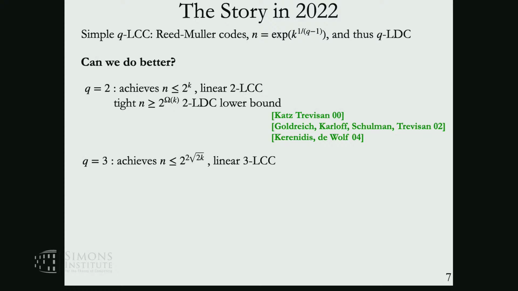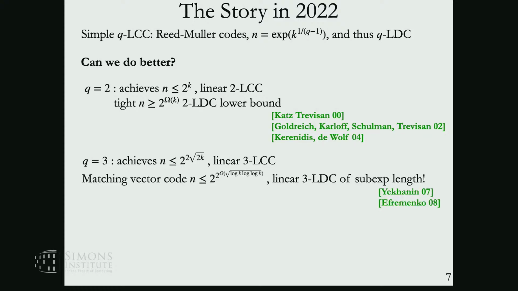And for q equals 3, as I said, the Reed-Muller code is a linear 3 LCC that gets a block length n that's 2 to the 2 square root 2k. But something very interesting happens at 3 queries, which is for locally decodable codes, there exist better constructions. Namely, it comes from 2 works of Sergei Yekhanin and Klim Efremenko that show the existence of a linear 3-query locally decodable code of subexponential length. In particular, if you look at this exponent, it's like 2 to the order square root k, and a polynomial exponent would be like 2 to the order log k. So this is, in particular, sub-polynomial here in the exponent, and therefore sub-exponential.